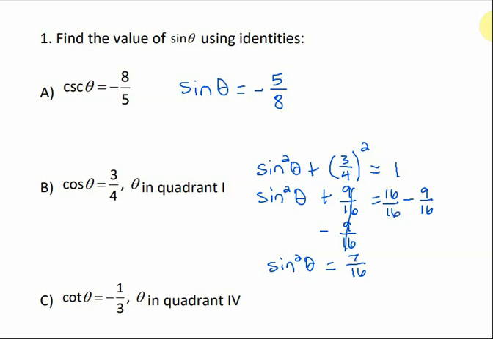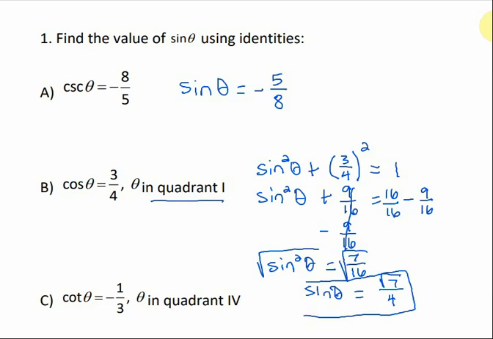Then I'm going to take the square root of both sides. Now, when we take the square root, it can be positive or negative, but this is telling me it's in quadrant 1, so we know that sine is positive in quadrant 1, so it's going to be the positive solution. So sine of theta is equal to positive square root of 7 over the square root of 16, which is 4. And that would be my solution.